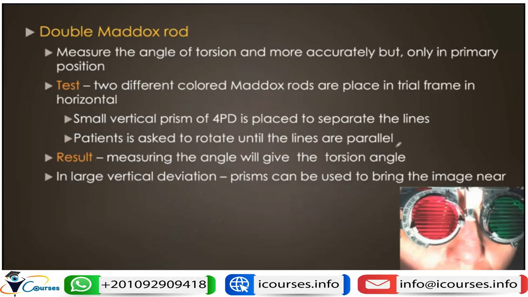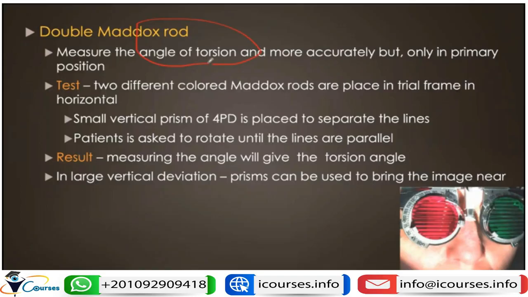Also, another use of the Maddox rod is called the double Maddox rod. The double Maddox rod is used by placing a Maddox rod in front of the right eye and another Maddox rod in front of the left eye. They are of different colors. So the right eye will have a red Maddox rod, and the left eye will have a green Maddox rod. This can be used to detect what's called torsion, the angle of torsion.